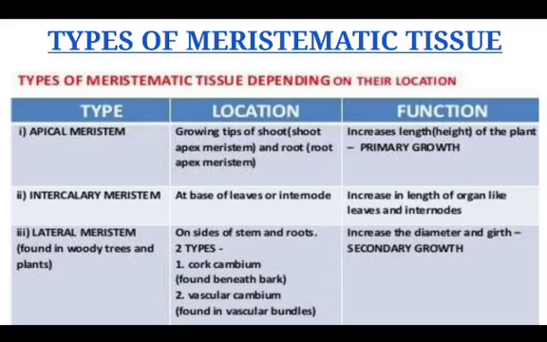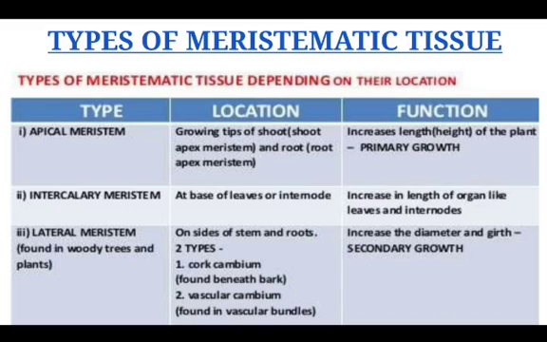So it increases the length of the plant. Because of the increasing length due to this apical meristem, this is called the primary growth of the particular plant.